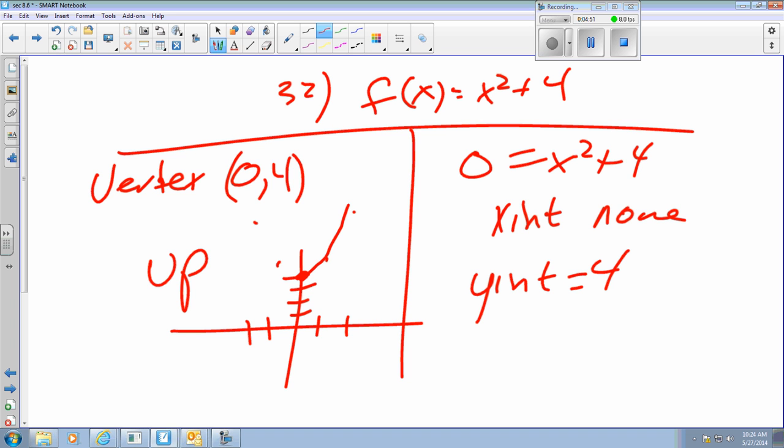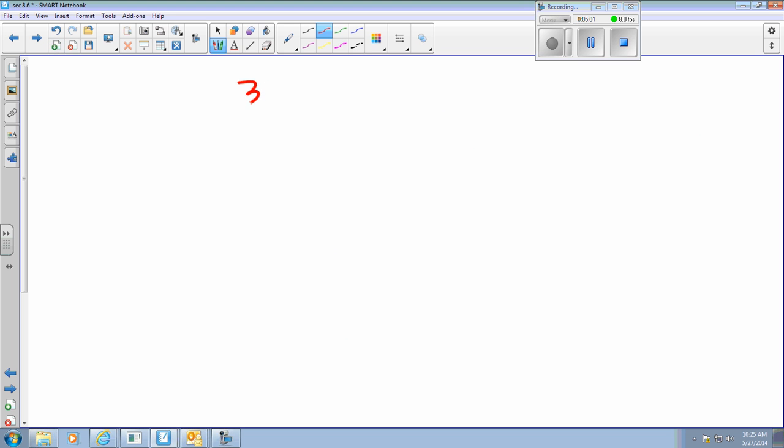When the coefficient is 1, it's just over 1, up 1 from the vertex, over 2, up 4 from the vertex. Let's take a look at number 34. I get f of x is equal to x squared minus x minus 12.